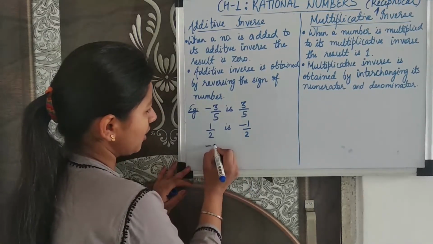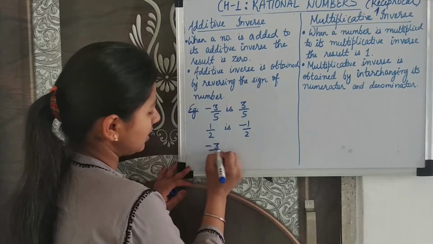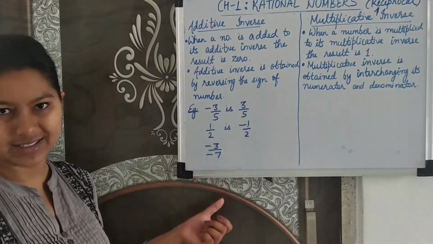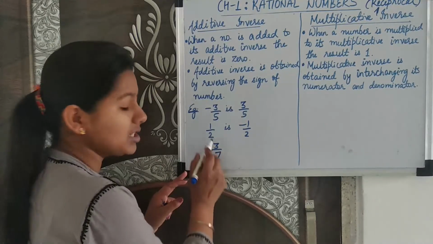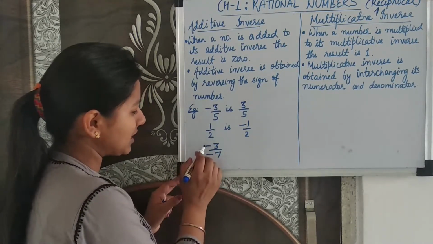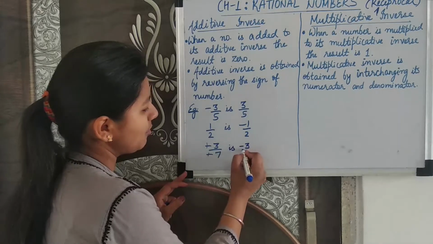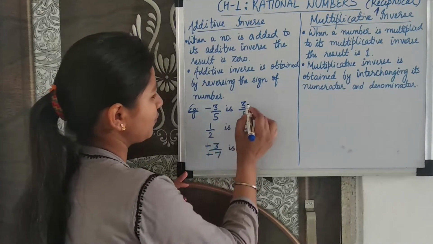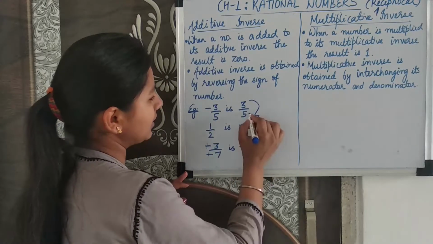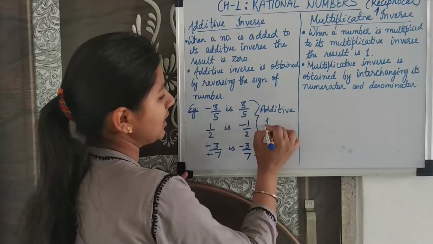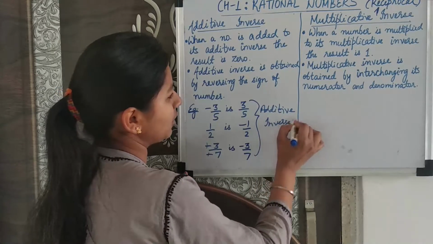Additive inverse of minus 3 upon minus 7. Now here you can see both have a minus sign. So in all, this number is positive because both the minus signs will cancel. So its additive inverse is minus 3 by 7. So these are additive inverses. Similarly, we can see the multiplicative inverse of a few numbers.